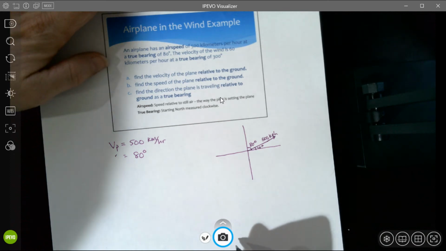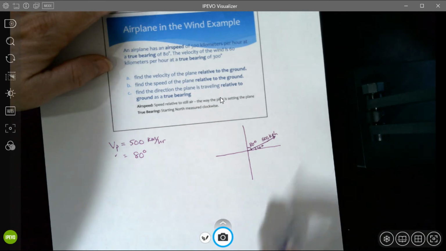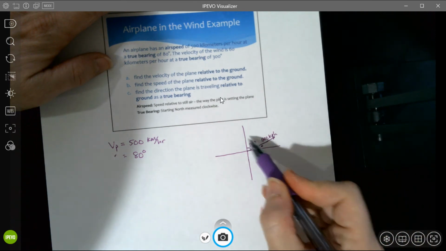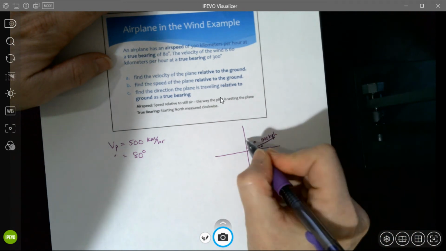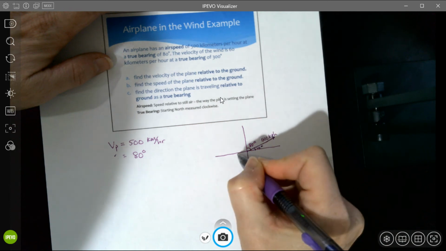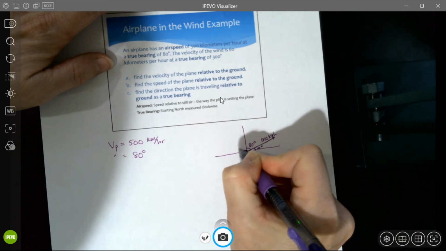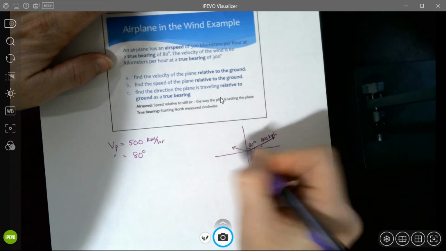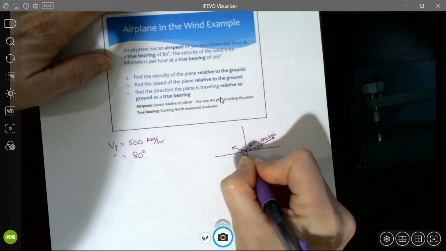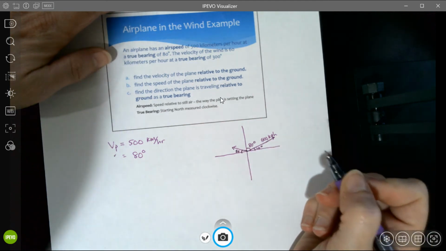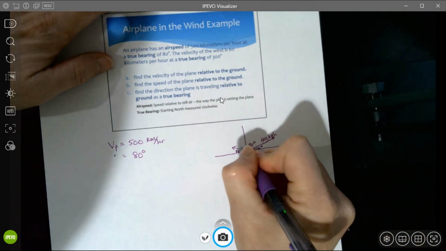Now the velocity of the wind is 60 kilometers per hour at a true bearing of 300 degrees. True bearing of 300. So if we go with true bearings and we go all the way around, we've got to 270. So actually the wind is going at a 30 degree angle from the negative x-axis. But it's only going 60 kilometers per hour.